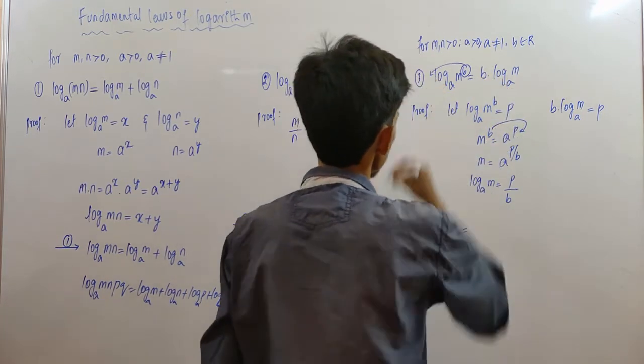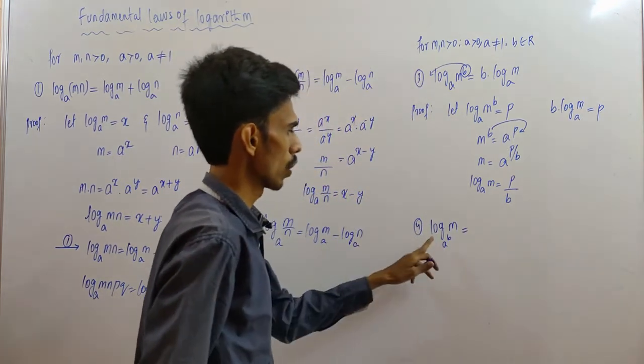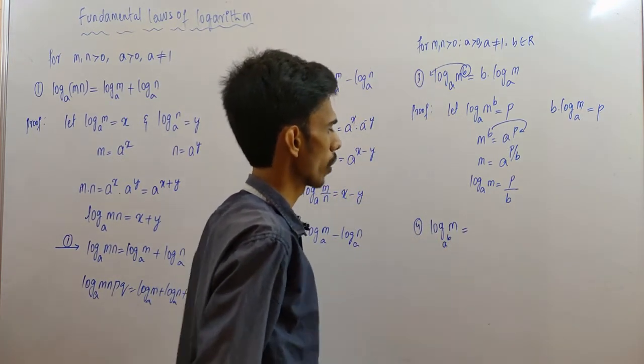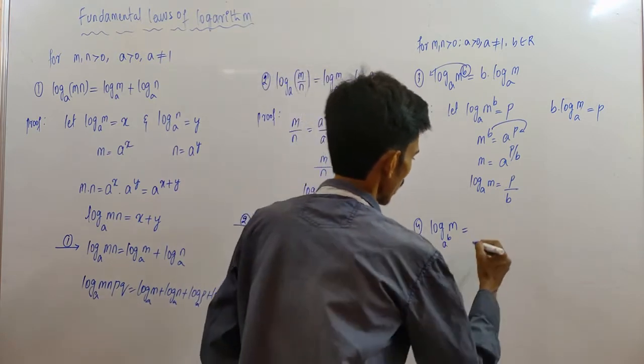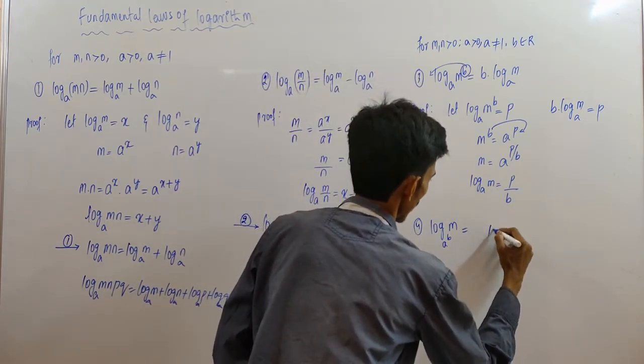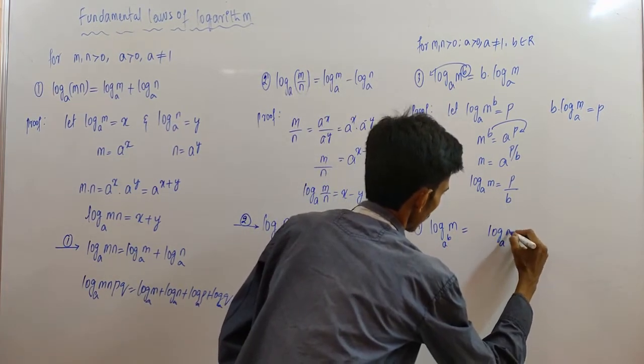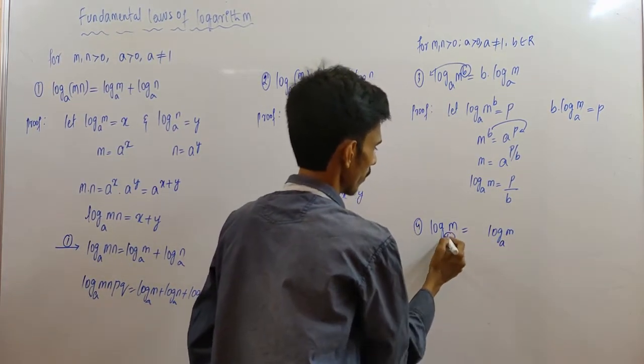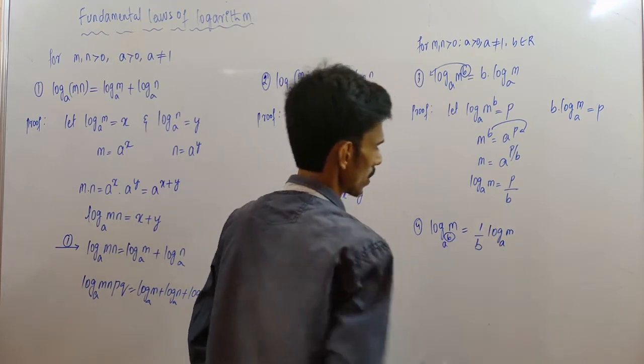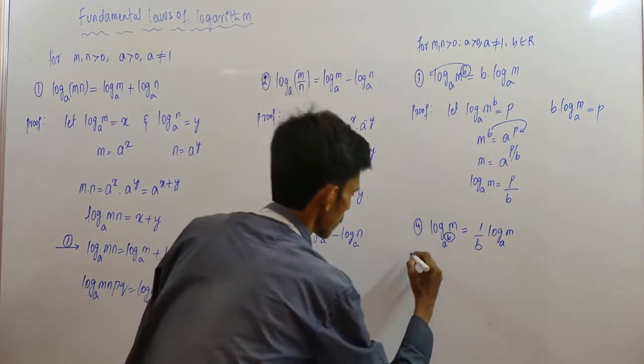So we have to remember this formula also. Similarly, we have log m to the base a power b value. Here, this can be written as log of m to the base a, with this middle power coming here as 1 by b. So we can prove this also.